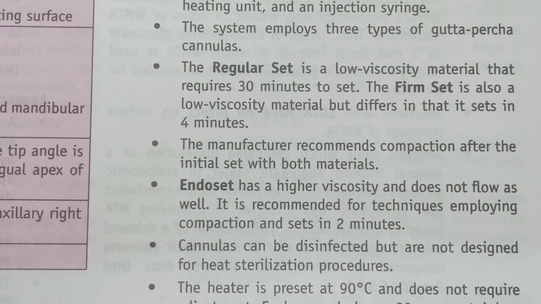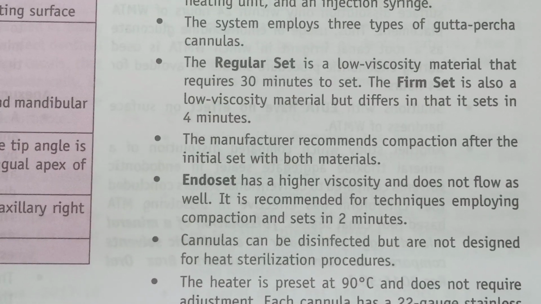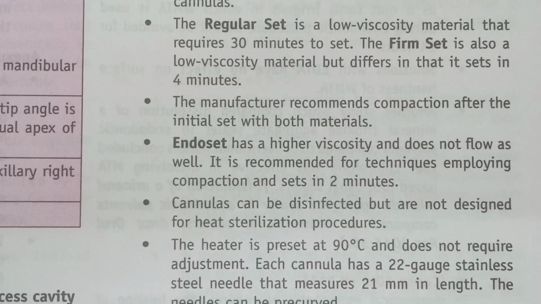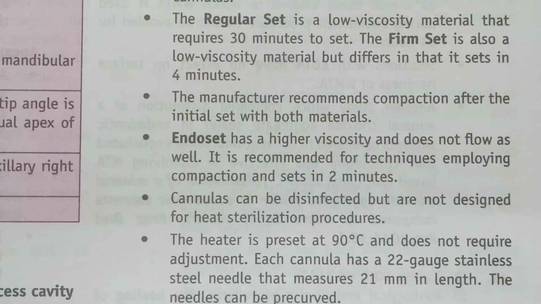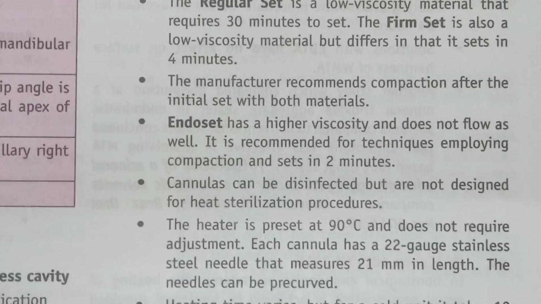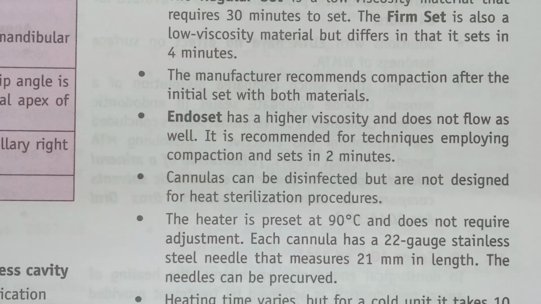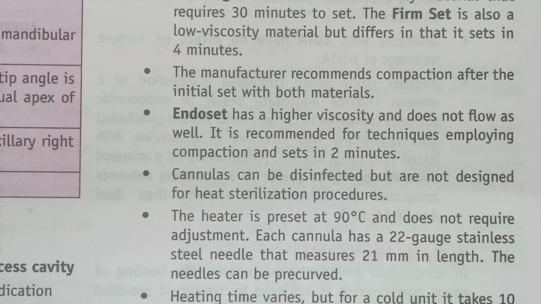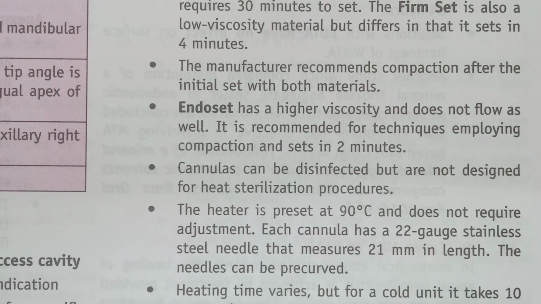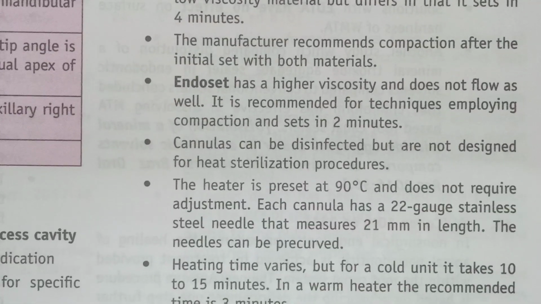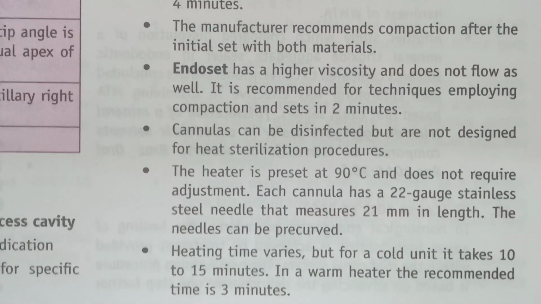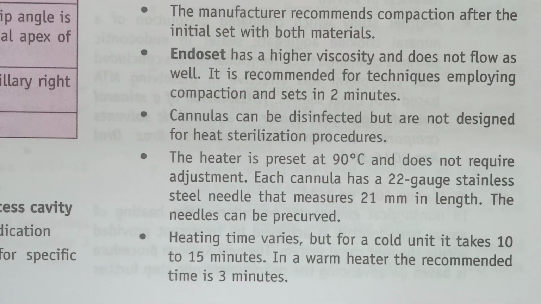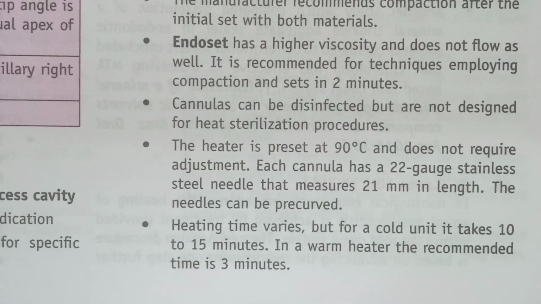Cannulas can be disinfected but are not designed for heat sterilization procedures. The heater is preset at 90 degrees and does not require adjustment. Each cannula has a 22 gauge stainless steel needle that measures 21 mm in length. The needles can be pre-curved. Heating time varies, but for a cold unit it takes 10 to 15 minutes. In a warm heater, the recommended time is 3 minutes.